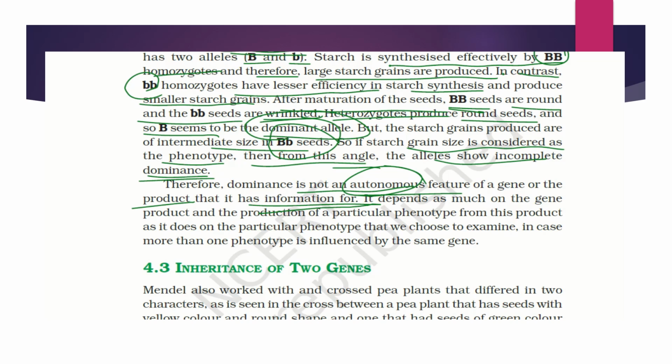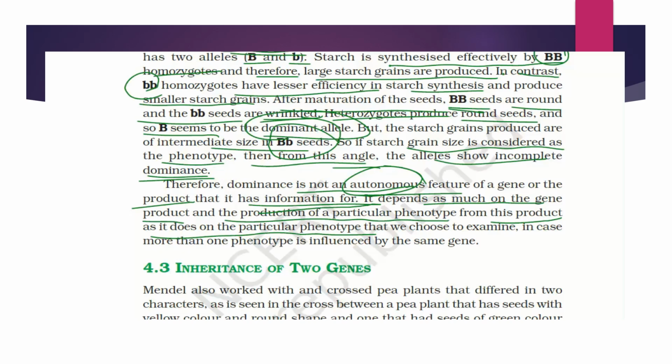But we have seen that there is incomplete dominance and codominance, and in codominance both the characters of the parents are visible in the offspring. So dominance is not an independent feature of a gene or product that has information for it. It depends as much on the gene product and the production of a particular phenotype from this product. It is dependent on both the characters of the alleles, and on whatever phenotype is produced.